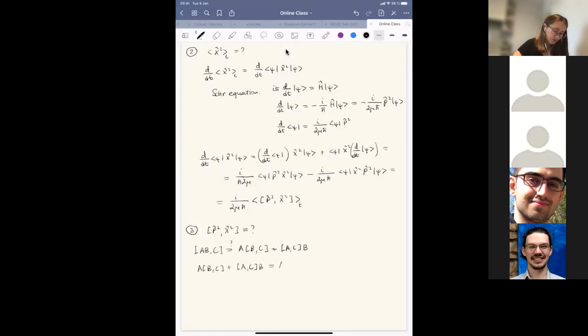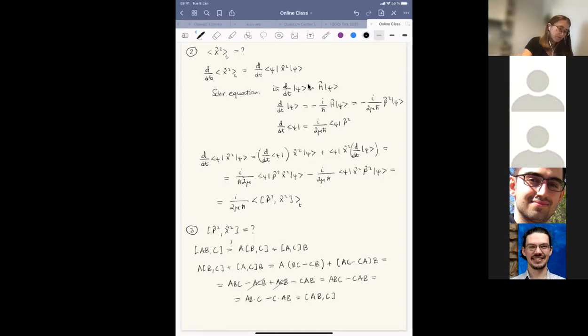So this is equal to A(BC minus CB) plus (AC minus CA)B. This is then equal to ABC minus ACB plus ACB minus CAB. So these two terms go away, and we are left with ABC minus CAB. This is equal to our initial thing because this is AB times C minus C times AB. So this is just the commutator of AB and C.